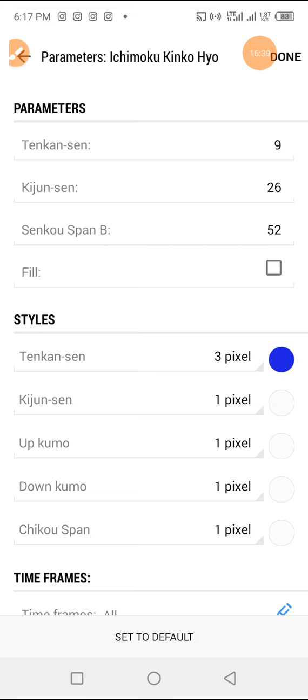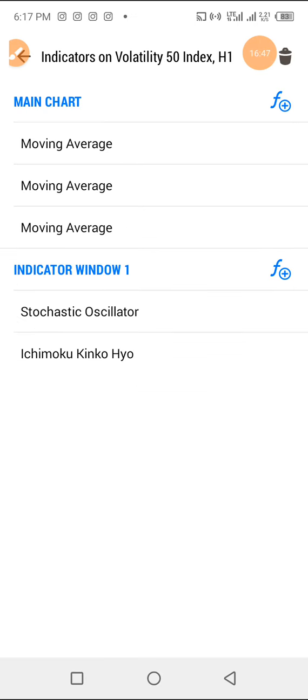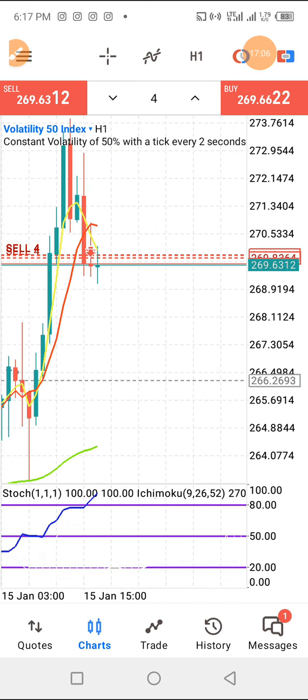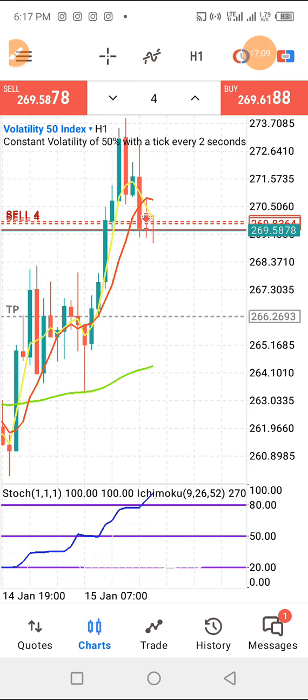Only the Tenkan-sen is blue. You can use any other color. Then that is all. So this is all about the strategy, guys. Please, like I said, practice it. It is very important. Practice it so that you don't just copy. Don't just copy what people are doing without having the full knowledge. You need to have the full knowledge before you try it. It works on every synthetic index, but make sure you use it on a clear time frame that has more information.